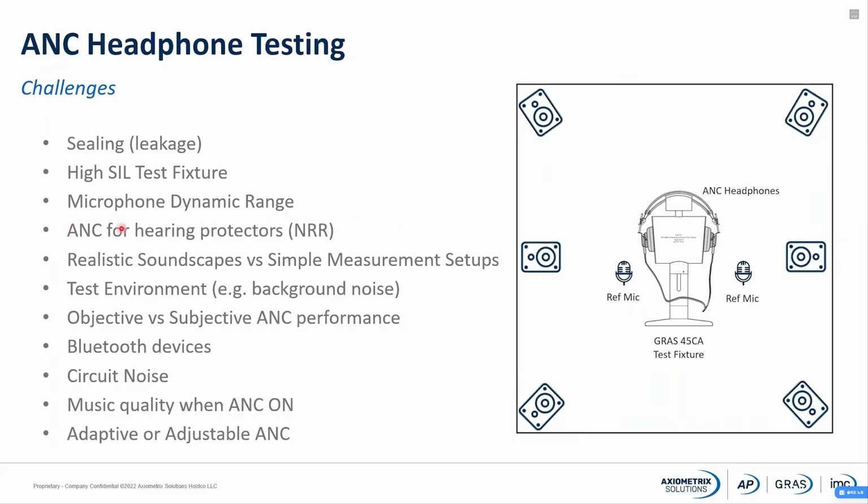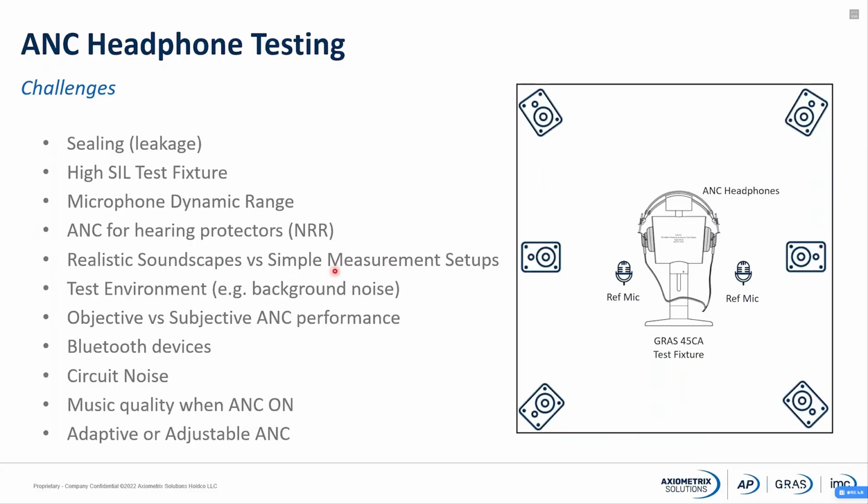Then in some cases, ANC is used not only for headphones and headsets, but sometimes for hearing protection devices. So some of the things that we are going to see during this webinar are applicable to people working with ANC for hearing protection devices.